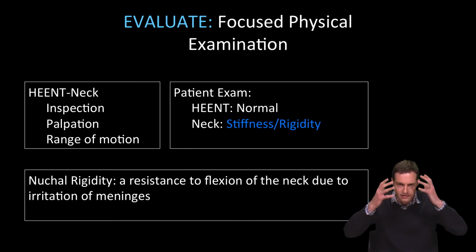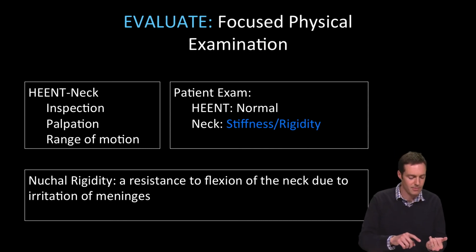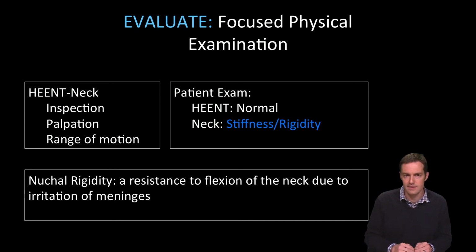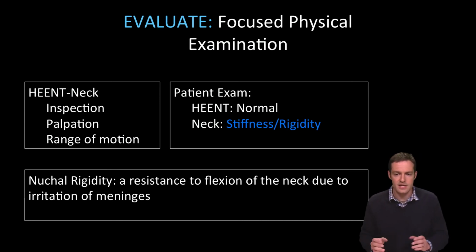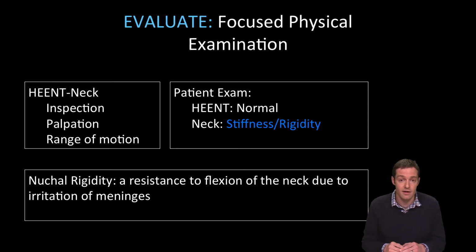If the covering of the brain is irritated or inflamed, either by infection or blood or some other sort of irritant, any sort of movement of the head and neck will cause movement of the meninges and severe pain. Nuchal rigidity is involuntary. It's analogous to involuntary guarding of the abdominal exam with an acute abdominal infection. So it is a quite dangerous sign.